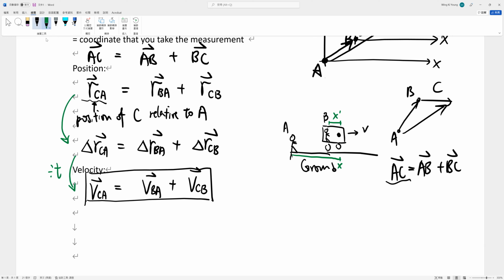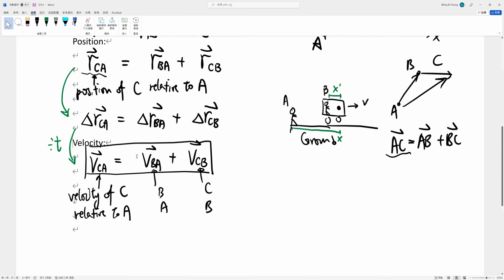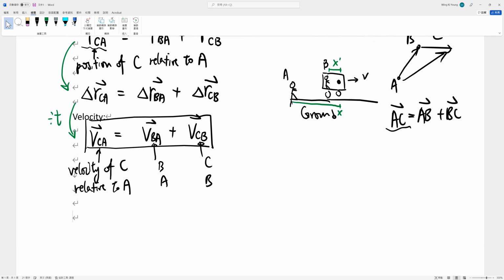But make sure that you understand what these quantities mean. So this is the velocity of C relative to A. And this is the velocity of B relative to A. And then this is the velocity of C relative to B. Okay? Hold on. So why do we need to study this part?